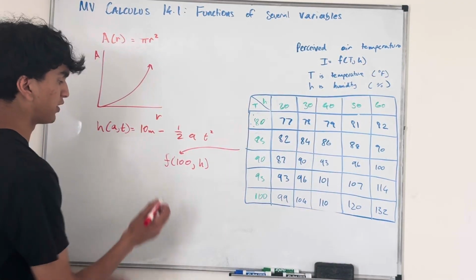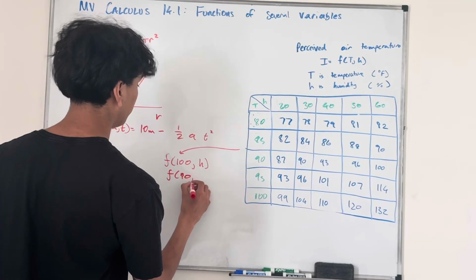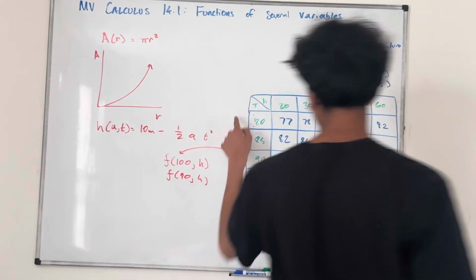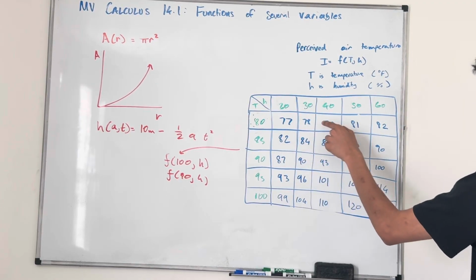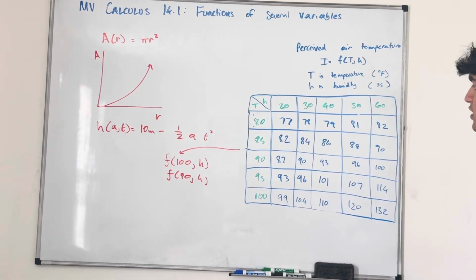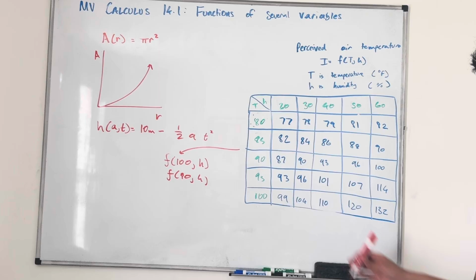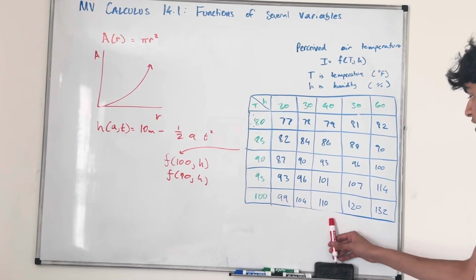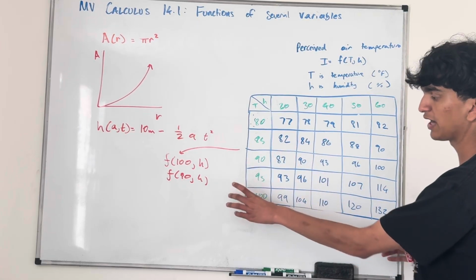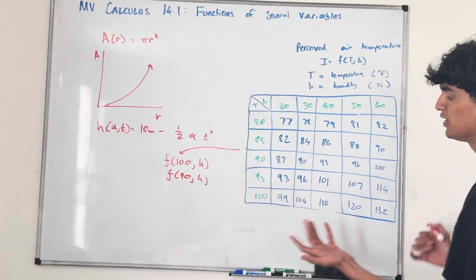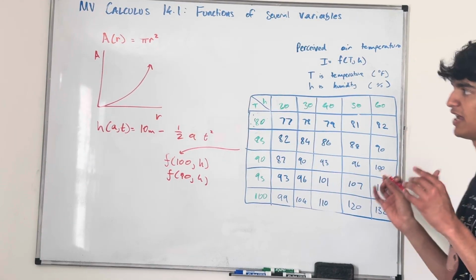So if you were to compare this function, f of 100, h, versus something like f of 80, h, these are two different functions. For f of 80, as the humidity increases by 10%, it's only increasing by 1. Here it increases by 2. But for f of 100, h, every 10% it increases by 5 here, and then 6, and then 10. So if you were to hold temperature constant at 100, the humidity has a greater impact than if you were to hold the temperature constant at 80. So hopefully that idea makes sense.